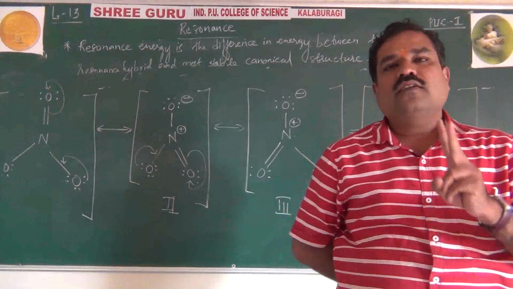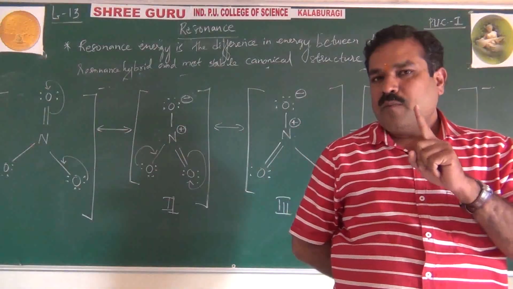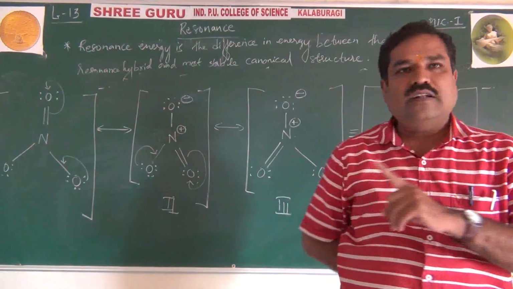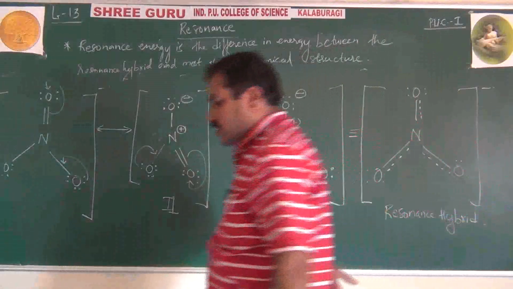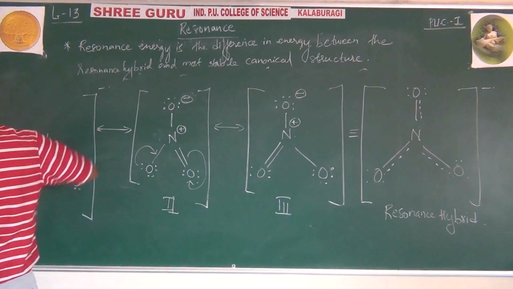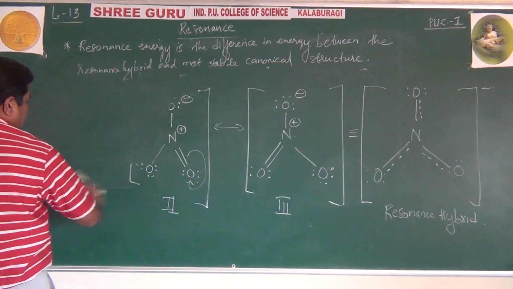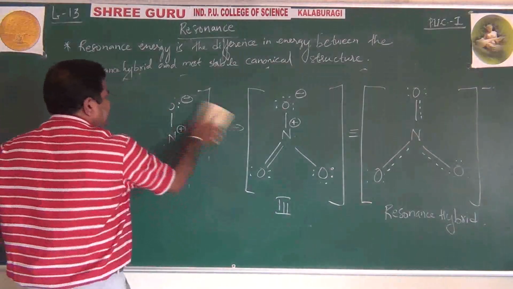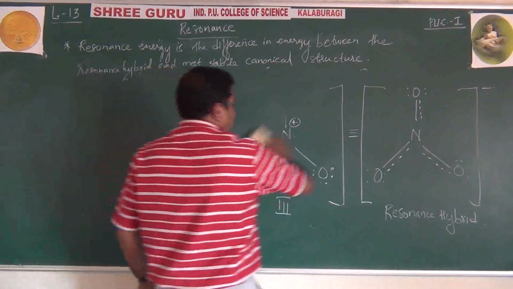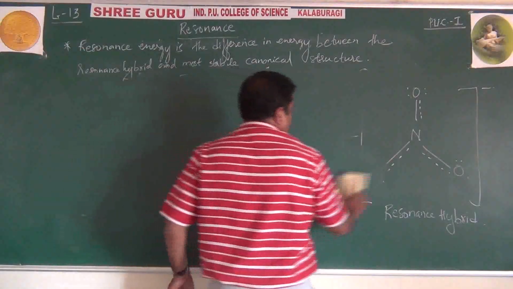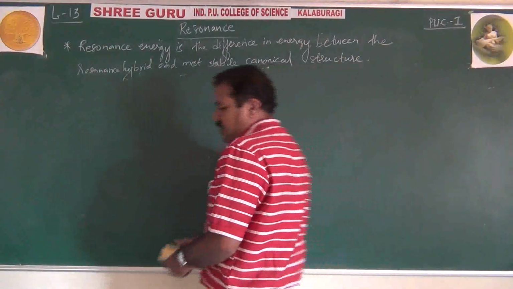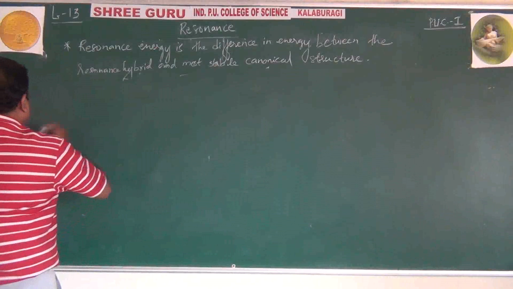Now we have learned three examples, right? The best classical example, benzene, then carbonate, then nitrate. Got it? Now students, let us come to another example. Another example, ozone, which is for your theory syllabus and is very, very important.